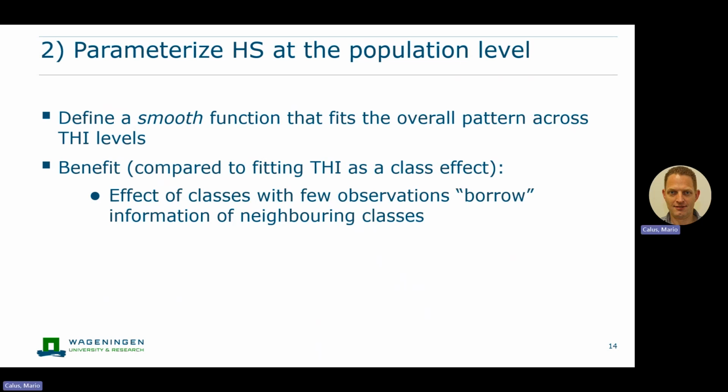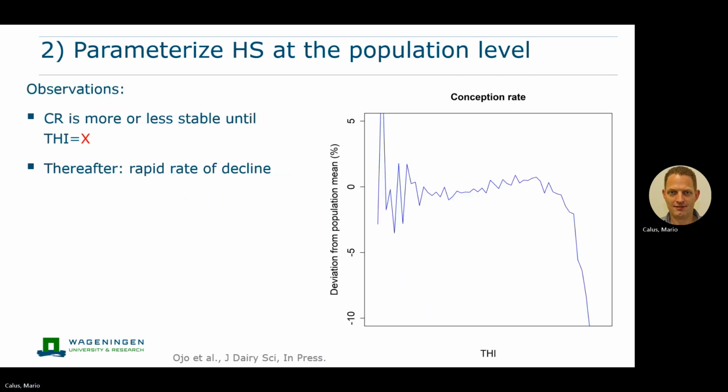And the benefit of having a parameterized function, compared to fitting each THI level as a separate class effect, is that in some cases, especially at the lower values, perhaps there are relatively few observations. But if you parameterize a function, then the estimate at a particular value of THI also borrows information from neighboring THI levels. So what we see here, up until whatever the threshold is, there's a more or less stable performance, and thereafter there's a rapid rate of decline.